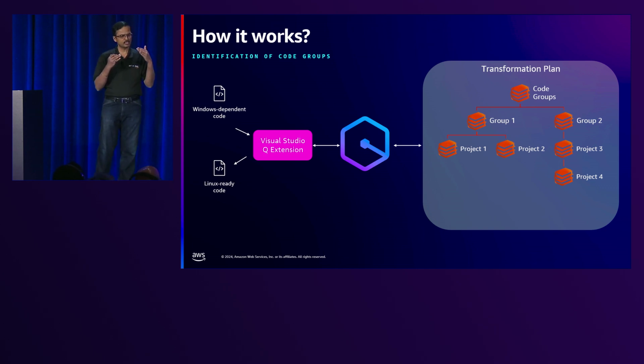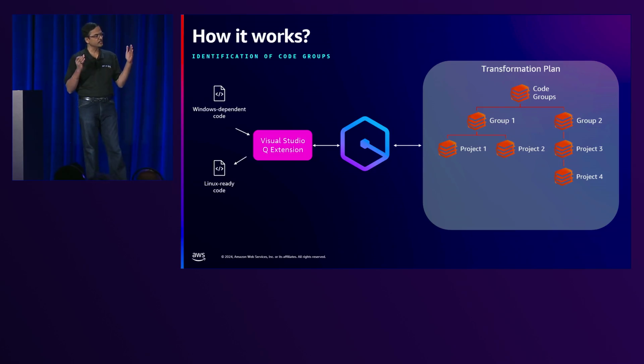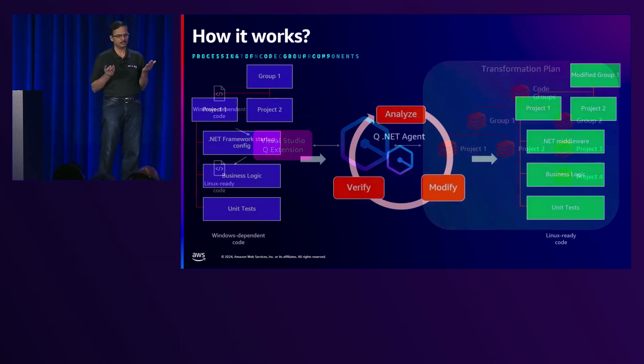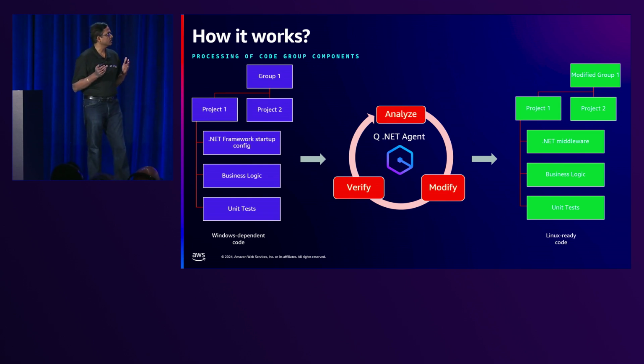Q also has sophistications to be able to understand other patterns, such as a nested dependency or a combination of both. Once Q has identified the various projects and the code groups, it starts working on the different parts of the application. It starts working on the .NET Framework startup configuration, web.config, and generates the .NET middleware code that makes this application functional in the new version of .NET. Similarly, it transforms the business logic and the unit tests accompanying the business logic to the new versions of .NET.